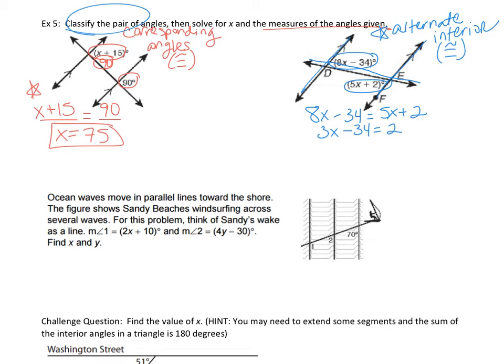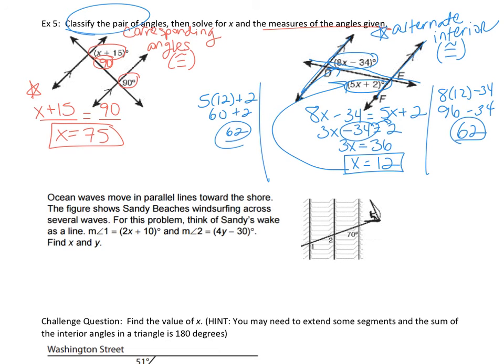Then we need to move the 5 to the left. Then we need to move the negative 34 to the right side, and then divide by 3, and we get x equals 12. But remember, we need to find the measures of each of those angles. So if we take those and put them back in, it should be the same for both. And for both of those angles, we end up with 62 degrees. So it shows us that we did solve it correctly because they are both equal to each other.